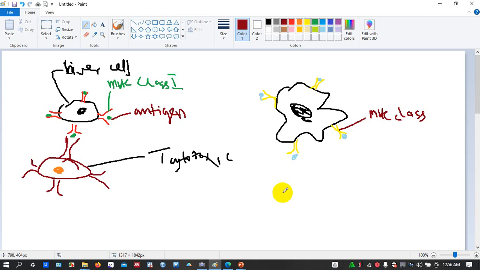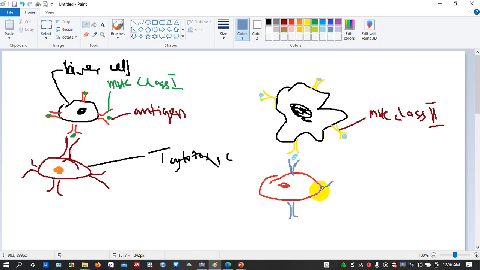So now, after this, this one works with what? The class 2 MHC works with what? T helper cells. So let's see, T helper cells will come down here. That is its nucleus. Then we have the MHC molecules here. T helper cells have what? Receptors. So it will bind onto the antigen.